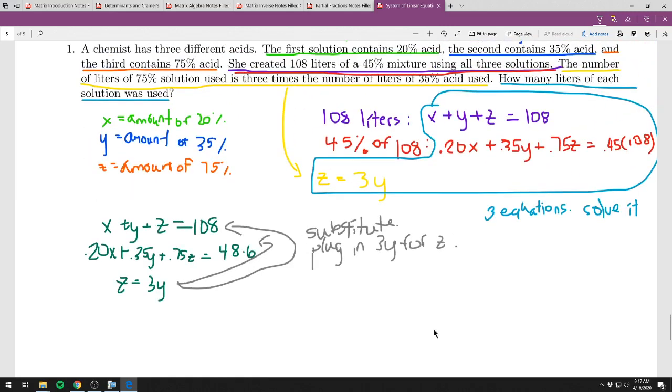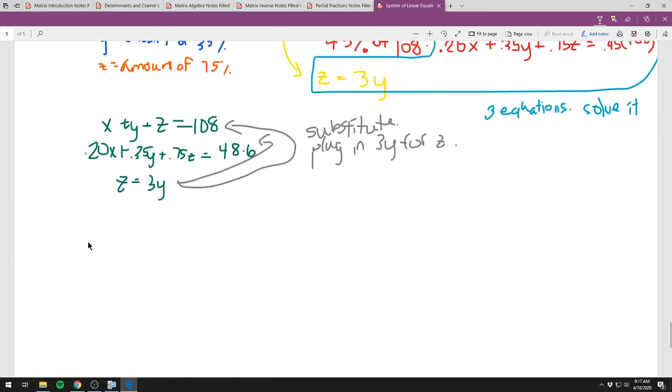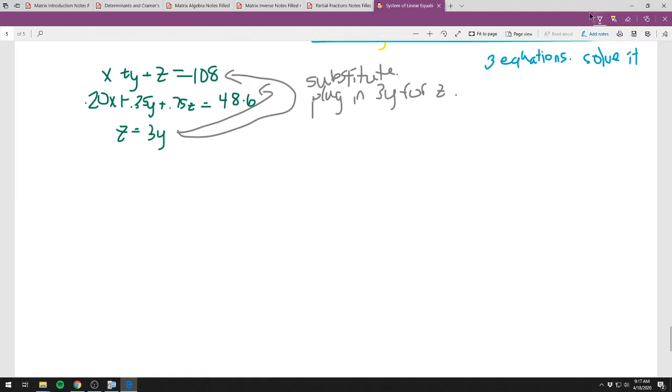Right. So we got this word problem. We made our system of equations, and now we've recognized how we should solve it. All right, so let's begin by doing the substitution. I'm going to plug in 3Y for Z in the first two equations. We got X plus Y plus 3Y equals 108. That's our first equation plugging in for Z. And the second equation, we got 0.20X plus 0.35Y plus 0.75, and then Z is 3Y, equals 48.6.